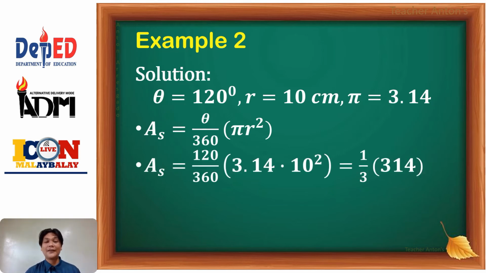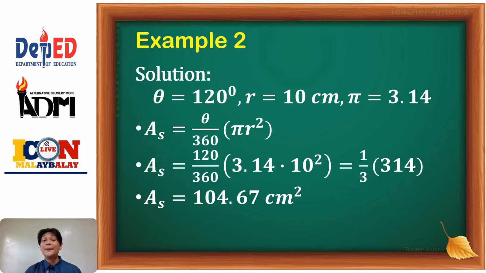So we have there 120 for theta, then 3.14 times 10 squared. So simplifying 120 divided by 360, it's 1/3 times 3.14 times 10 squared, which is 100. So 100 times 3.14, that's 314. Now 314 divided by 3, the answer is 104.67 centimeters squared, because take note, it's a portion of an area of the circle.